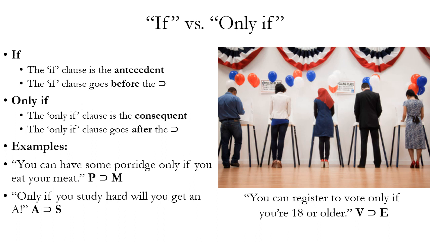Another example, you can register to vote only if you're 18 or older. So this one has the more typical order for only if. It occurs in the middle of a sentence. The capital letter V stands for the proposition or the statement, you can register to vote. The capital letter E stands for the statement, you're 18 or older. So in that case, V horseshoe E translates the proposition because what follows only if has to be the consequent that follows the horseshoe in our translation.